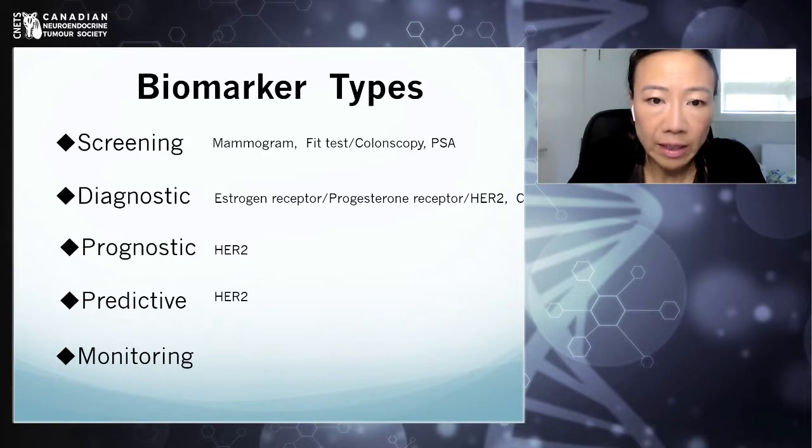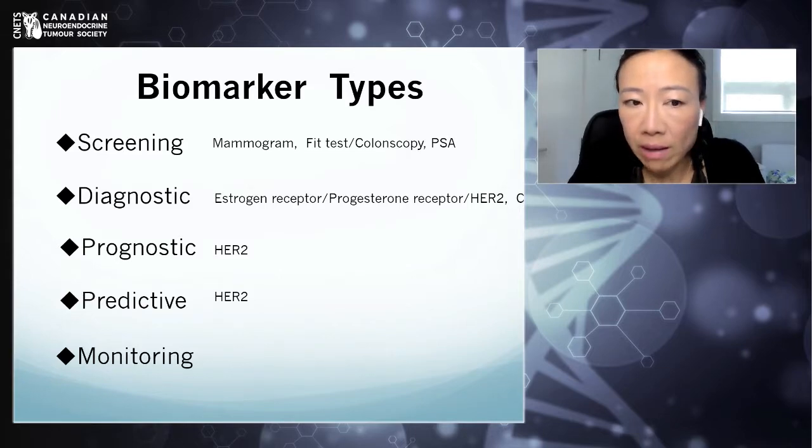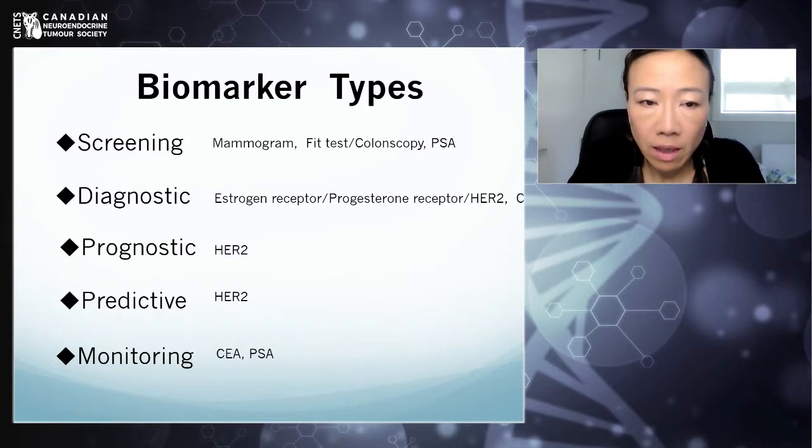A monitoring biomarker is used to monitor the disease during the journey of a patient when they're on treatment or when they're on surveillance. In colon cancer, we have CEA. In prostate cancer, we have PSA.